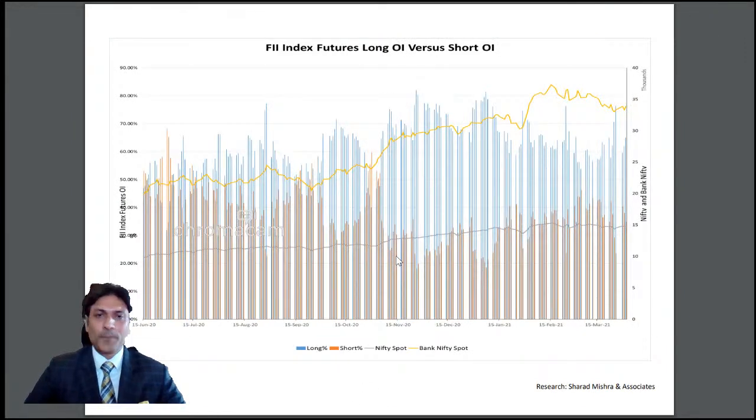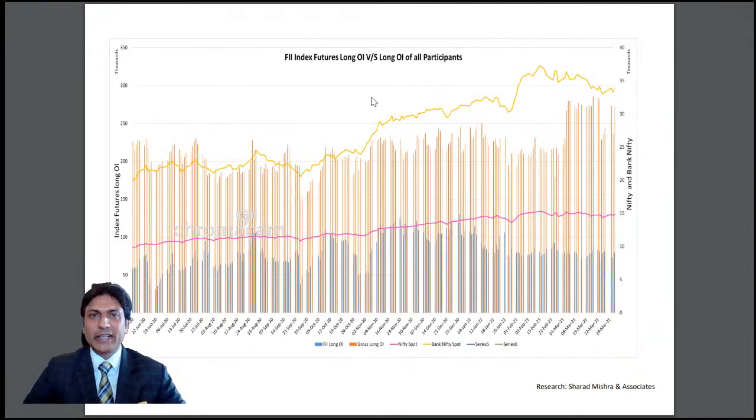What we analyzed, we looked at FII index futures long Y versus short Y. We have seen that after January, the long Y is decreasing, short Y is increasing. We analyzed index futures long Y versus participant wise long Y, which includes FII, DII as well as clients. We have seen that after February, whereas the gross Y was increasing, the FII activity was decreasing.